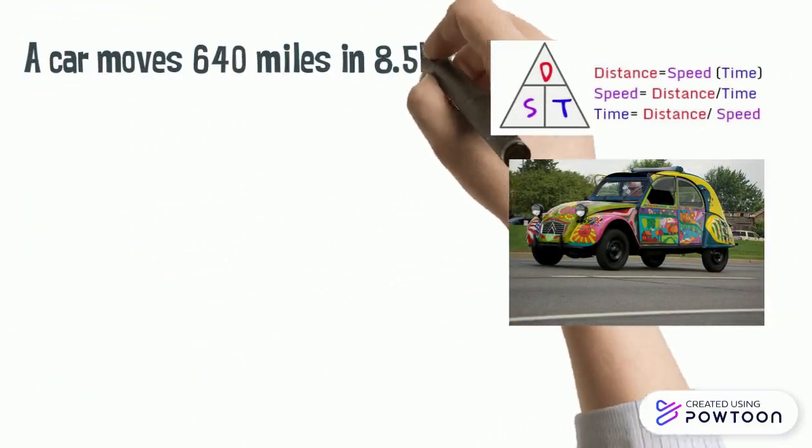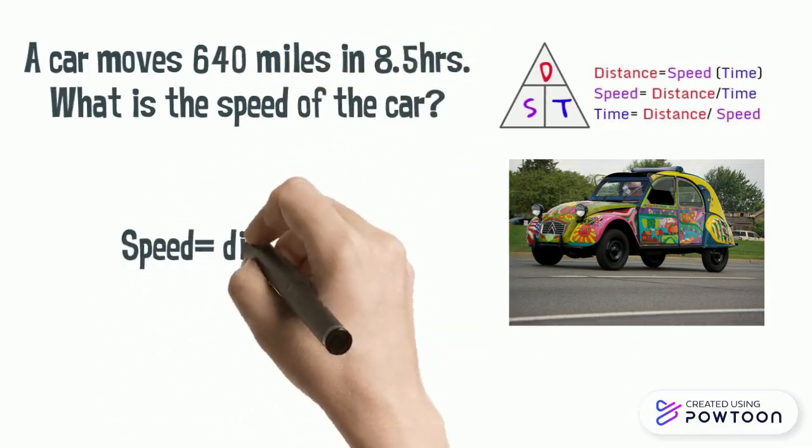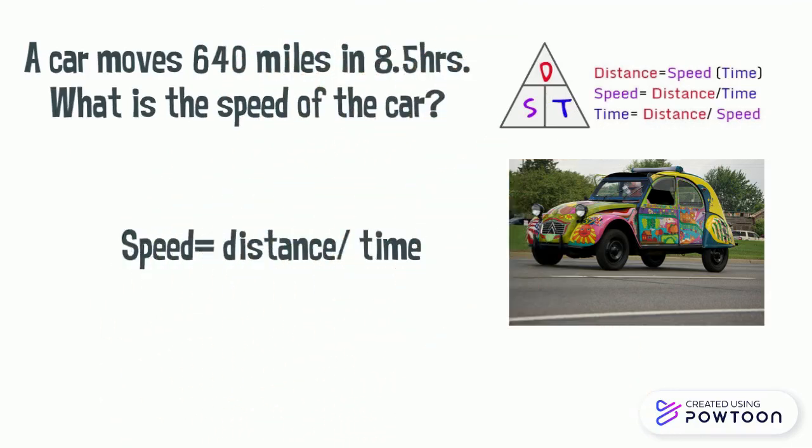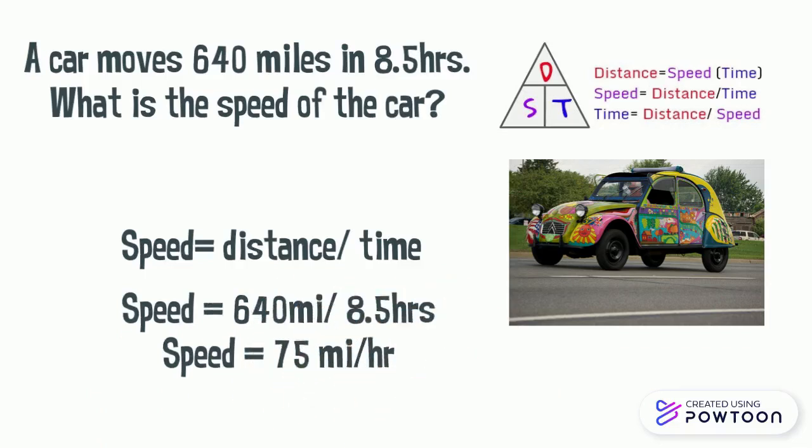A car moves 640 miles in 8.5 hours. What is the speed of the car? We start with our formula, speed equals distance over time. Then we'll plug in our numbers, 640 miles over 8.5 hours, which gives us 75 miles per hour.